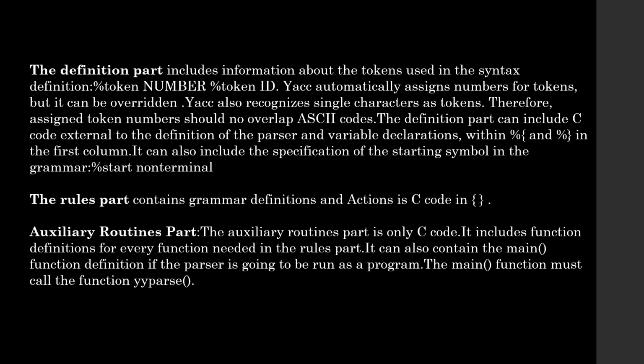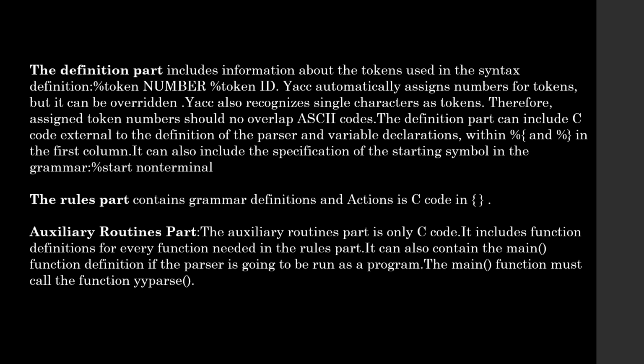The definition part can include C code external to the definition of the parser and variable declarations within the %{ and %} symbols in the first column. It can also include the specification of the starting symbol in the grammar. The rules part contains grammar definitions and actions in C code in the braces.